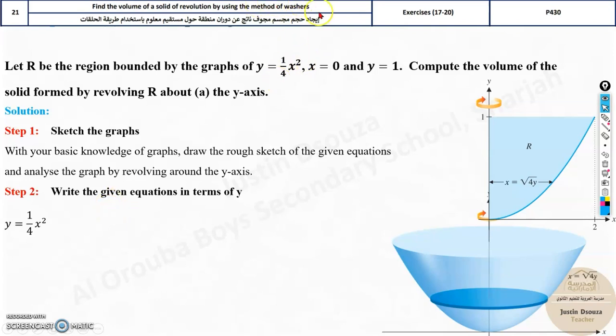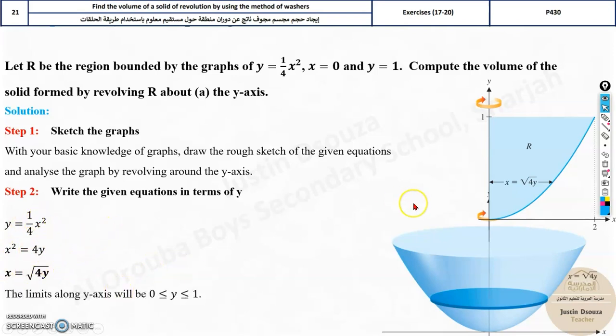The reason for doing this is that the next problem, we'll use the method of washers for the same equation, and you can see the difference. Now write the given equation: y equals one quarter x squared, but you can't use this. They have told us around which axis? About the y-axis. So get it in terms of x. Take this 4 to the other side and root both sides. You'll get x equals the root of 4y.